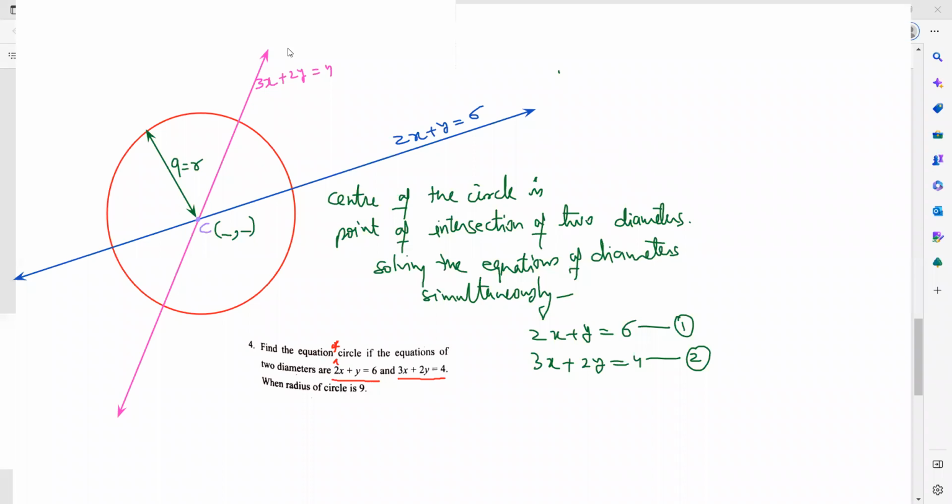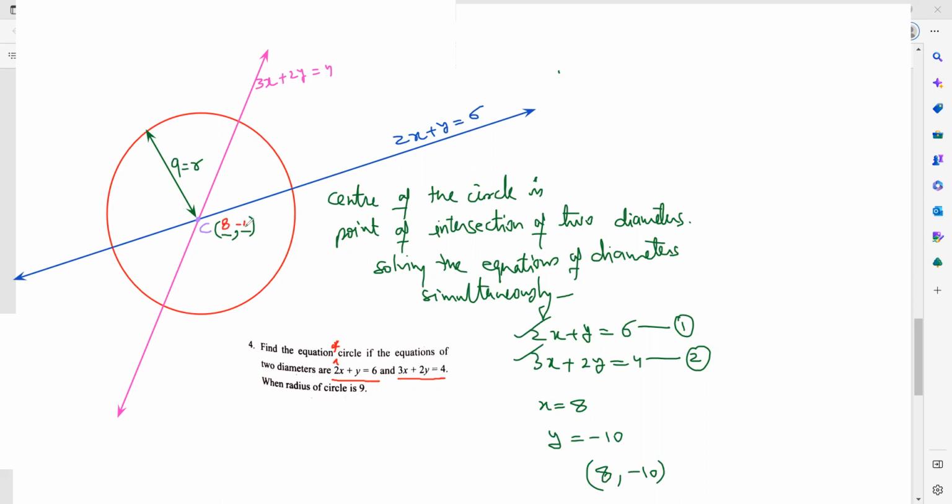So students, when you solve these two equations, you will get the x value as 8 and the y value as -10. You got the point of intersection of these two straight lines, which are diameters. So you will write: therefore, the coordinates of the point of intersection are 8 comma -10, which is nothing but the center. So you got 8 comma -10 as the center.